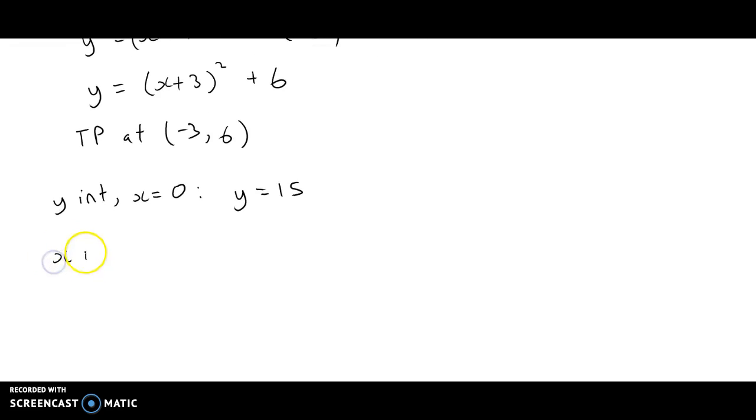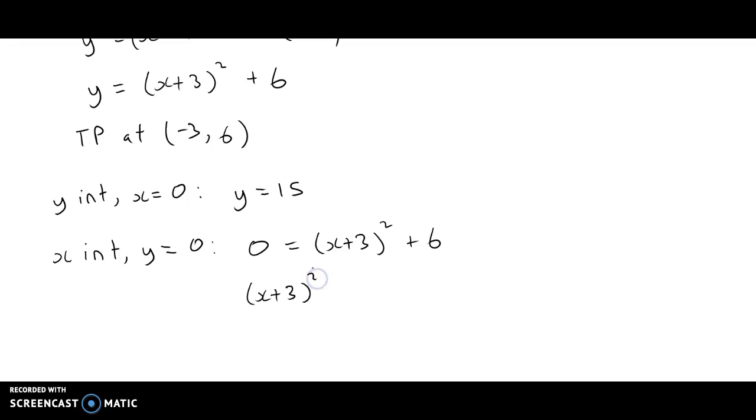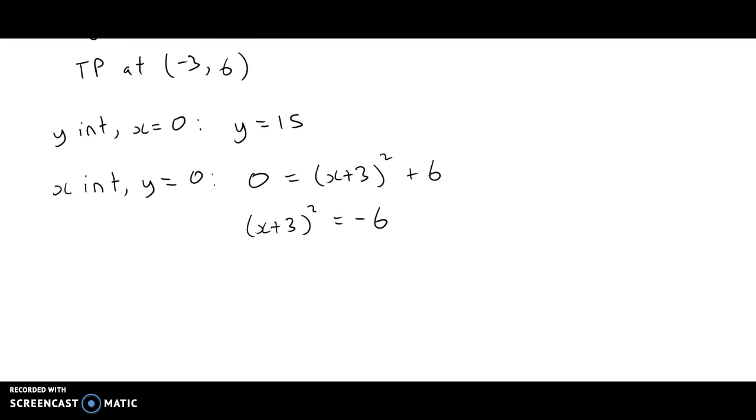Now let's find our x-intercepts by letting y equal 0. I'll use the turning point form to find our x-intercepts. So we'll get 0 equals (x plus 3) all squared plus 6. Now, if we rearrange this, we'll get (x plus 3) all squared equals minus 6. And what we get from this is actually no solution.